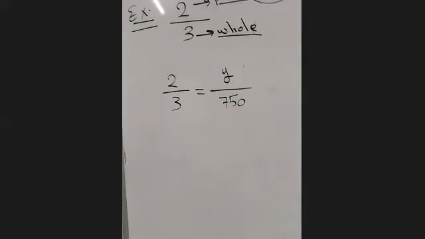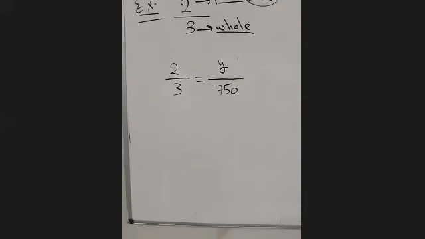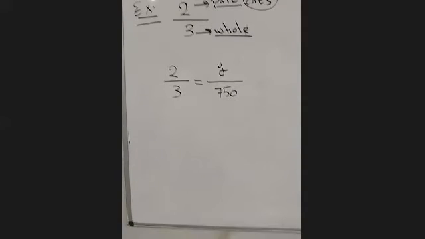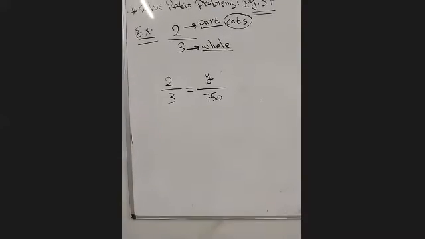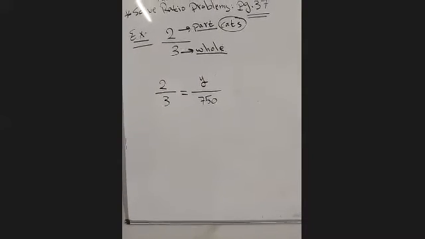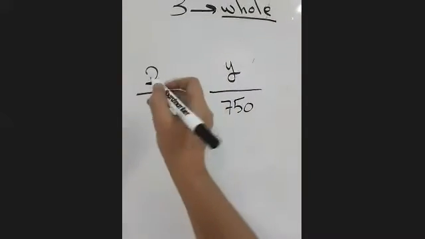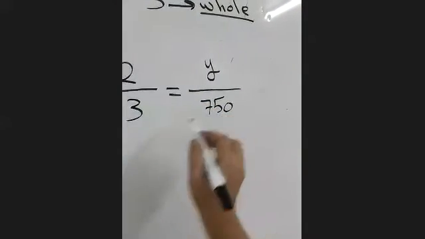Now the next step, guys. Who can tell me the next step? Rayan. What's the next step to find the y? The cross product. Let's make a cross product. We said 2 multiply 750.